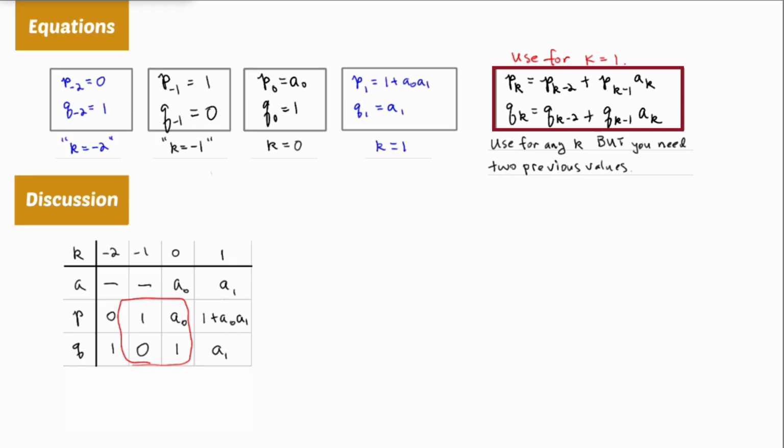Pause the video and try to do it yourself. For p1, you would add this to this times this. It is 1 plus a0 times a1, the same thing we already have from this set of equations up here. And for q1, you would add this to this times this, which is 0 plus 1 times a1. It equals a1, the same thing we already have from the equation. So all of this holds together nicely. After this, whichever two you use to get started, you will use this equation.